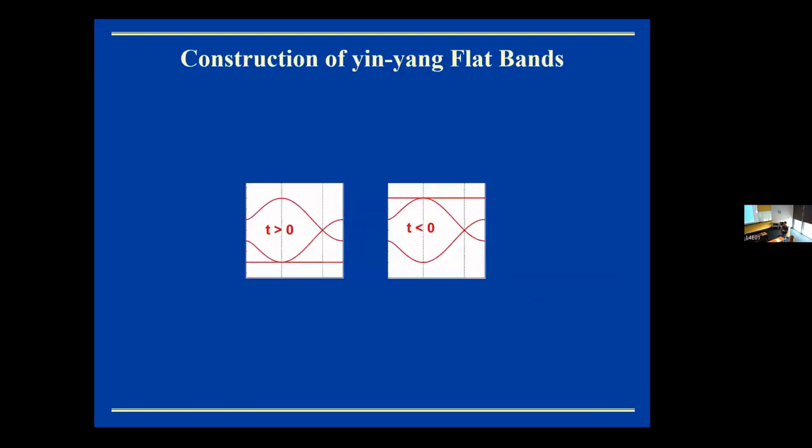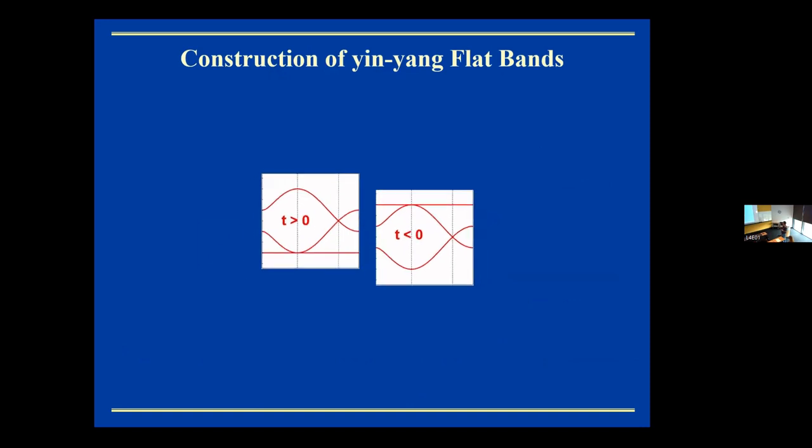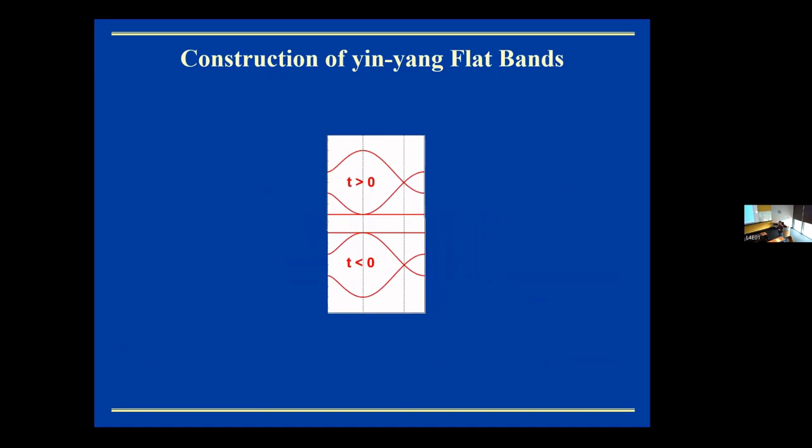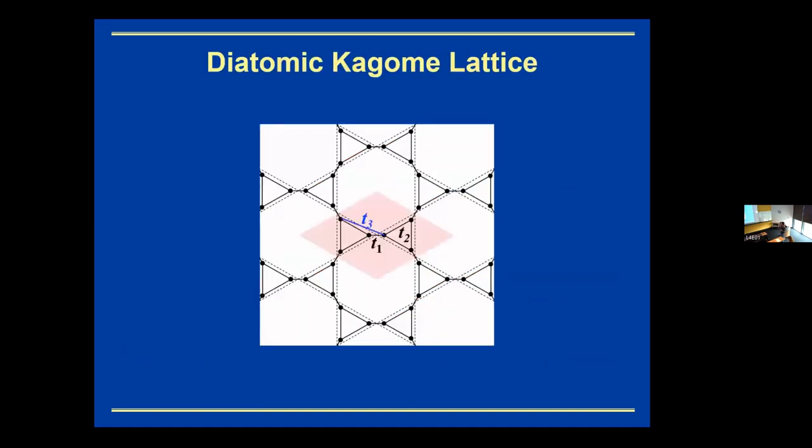Now, how am I going to construct this so-called yin-yang flat band? You can imagine I have a hopping T larger than 0 with the flat band at the bottom, and T smaller than 0 with the flat band on top. If I can put them together, I will have a yin-yang flat band, right? So how am I going to do that?